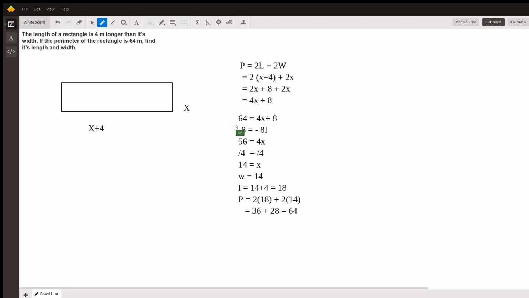But remember, the question's asking for the length and the width. So really, all you have to do is give these values here, the width and the length, 14 and 18. That's what they're looking for. So that answers this word problem, 14 and 18, given the facts above. That's how you solve and approach word problems.